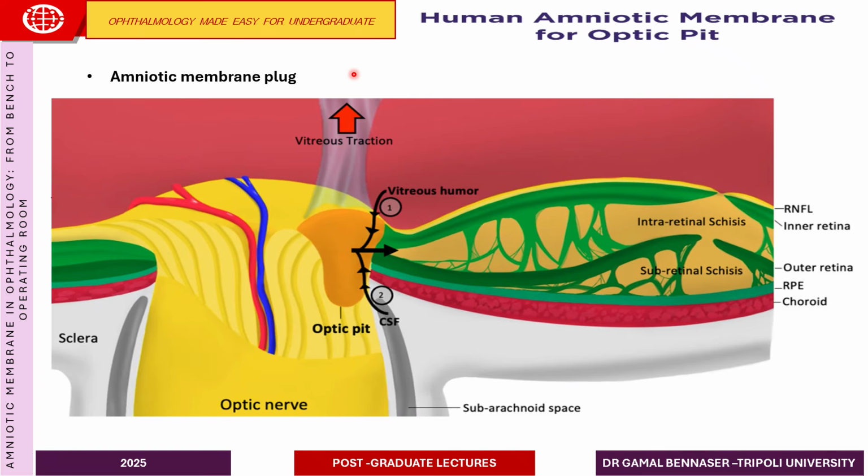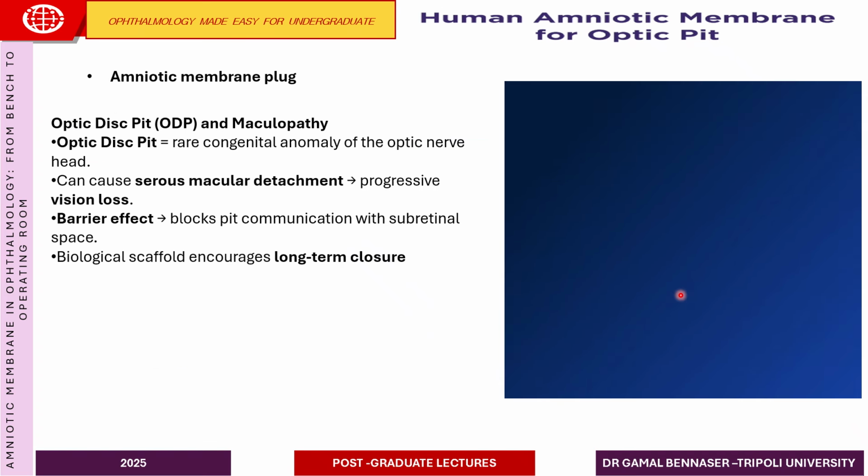Now this diagram shows the pathogenesis of the neurosensory detachment due to the presence of the optic disc pit. With this optic disc pit, they say either liquefied vitreous or CSF is leaking between the layers and lamellae of the retina, leading to intraretinal schisis, and sometimes it will break through to the subretinal space. That's why it is commonly associated with a serous detachment of the macula.